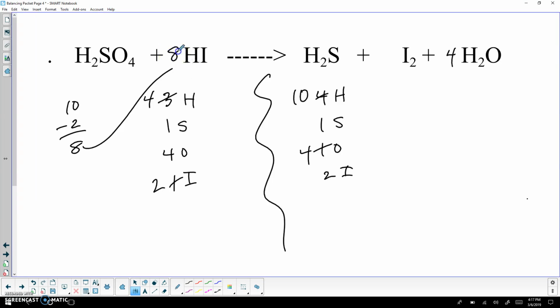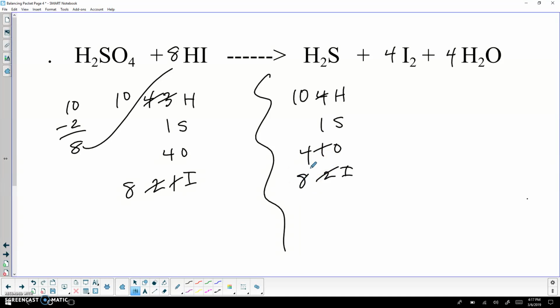If I turn this into an 8, I have 8, 9, 10 there. So I have 10 hydrogen. Then my iodine turns into 8. Okay. Well, let's see. I can easily make this one 8 by simply putting a 4 there. And let's check our work.